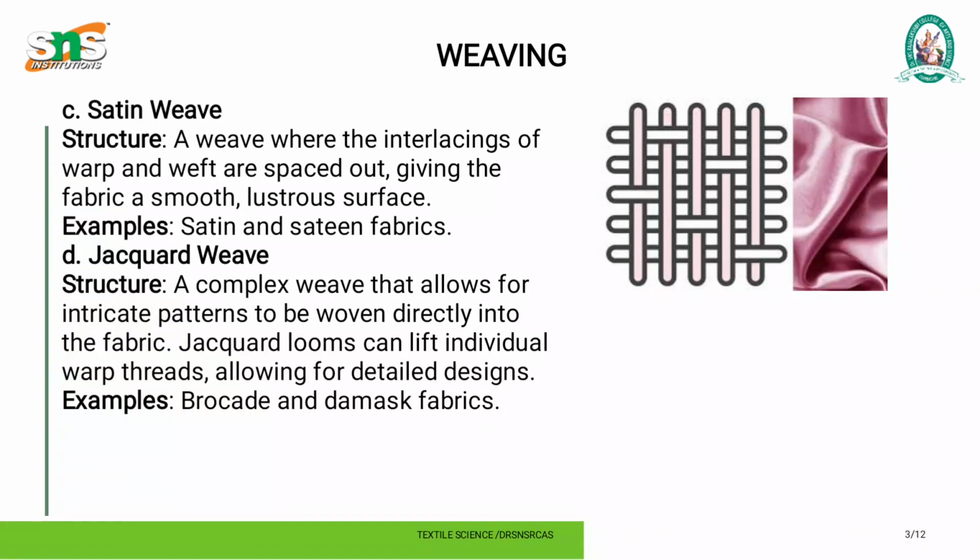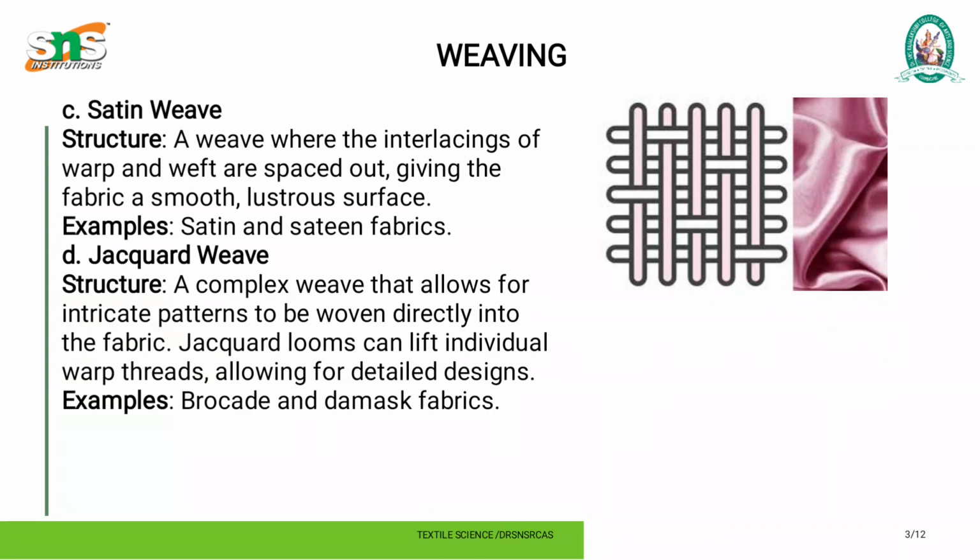Next, we are going to see about jacquard weave structure, a complex weave that allows for intricate patterns to be woven directly into the fabrics. Jacquard looms can lift individual warp threads, allowing for detailed designing. Examples: brocade and damask fabric. So it is a complex pattern. For each and every different design we can create through this jacquard weave.